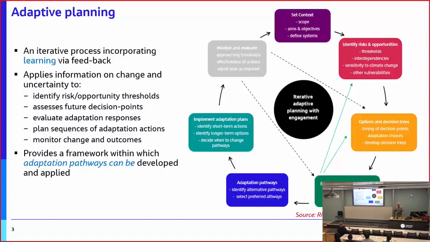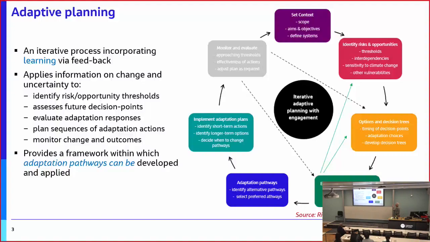So the process is well established. You start off with setting the context of the problem. You identify the risks and opportunities around climate change. You formulate options for implementing responses. If you've got a series of alternative options, you then, in the green box here, evaluate them. And then you start developing what we call adaptation pathways, and these are coherent sequences of responses into the longer term. So typically a design horizon for an adaptive planning study is between 50 to 100 years.